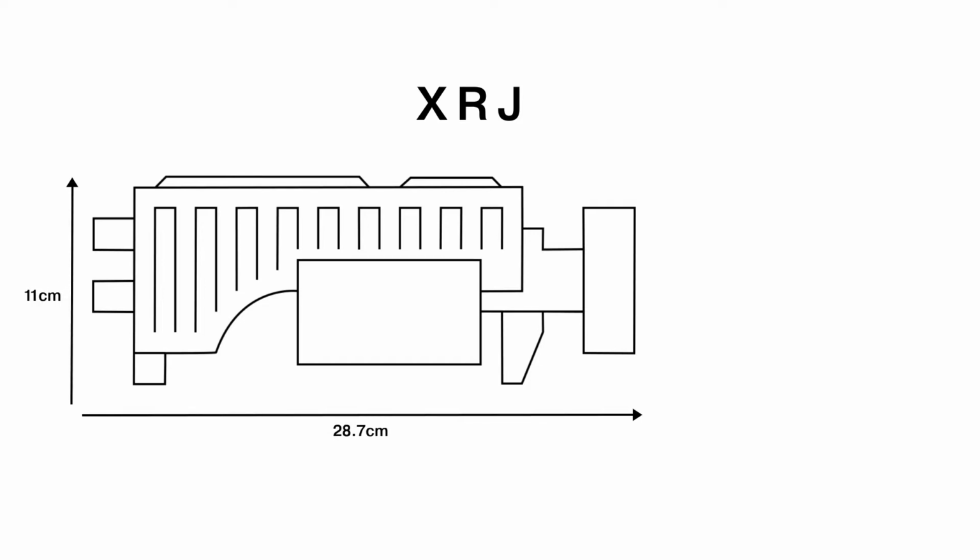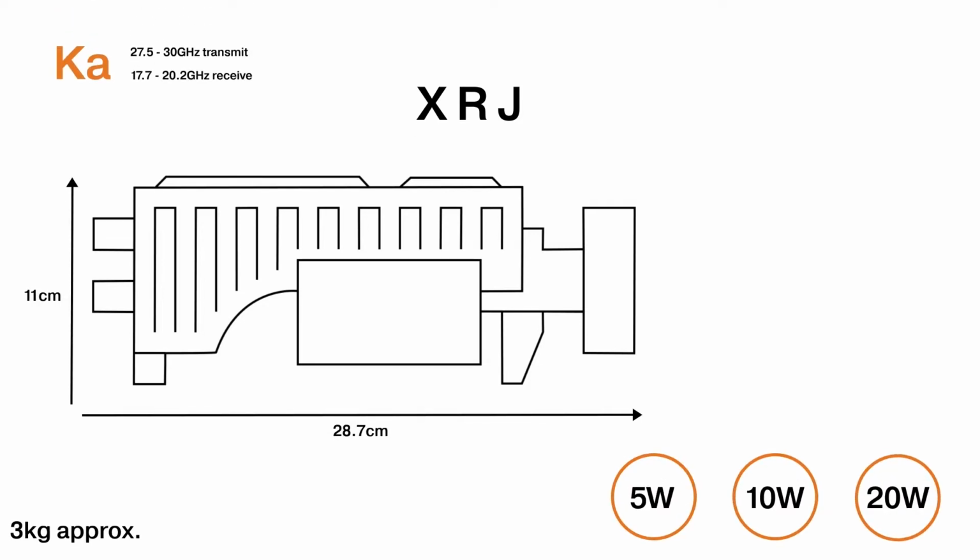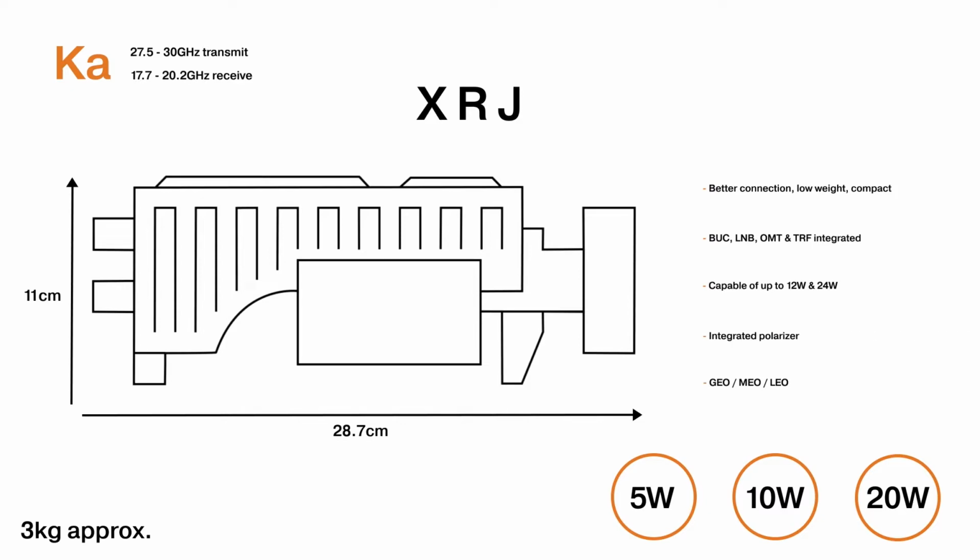Weighing only 3 kilograms, the XRJ is the most compact transceiver with this kind of power in this size, delivering up to 24 watts of power with fewer losses, able to meet LEO, MEO, and GEO connections, as well as high frequency ranges, including Ka-band.